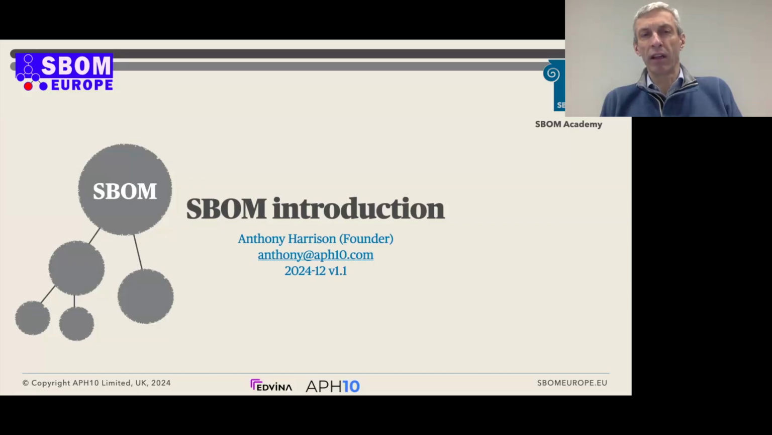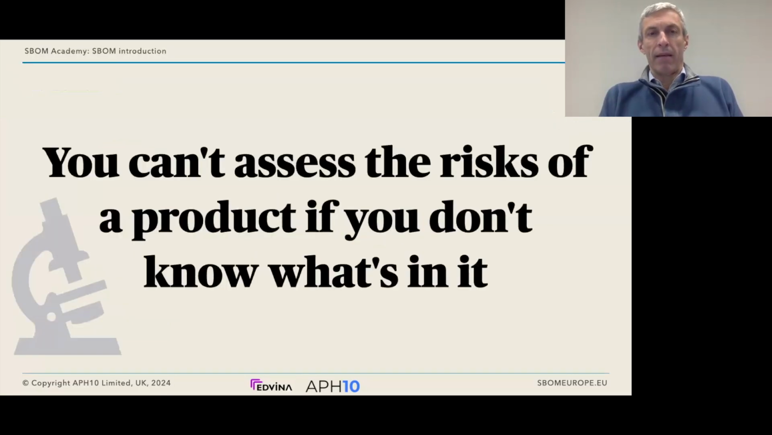Hello everyone. Today we're going to introduce software bill of materials, and give you a high-level overview of what a software bill of materials is, contains, and how you can use it. The first thing we really got to look at is software has risks, and if you don't know what's inside your product, you can't assess the risk. So a software bill of materials is all about finding what's inside your software-based product, so you can then understand the risk.